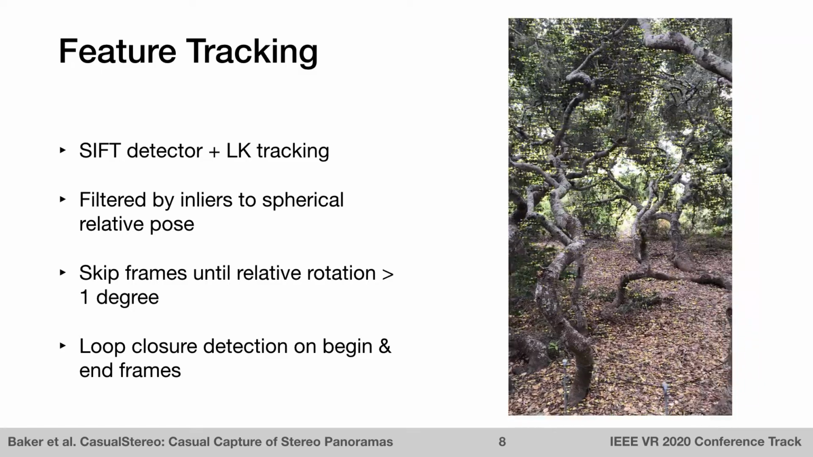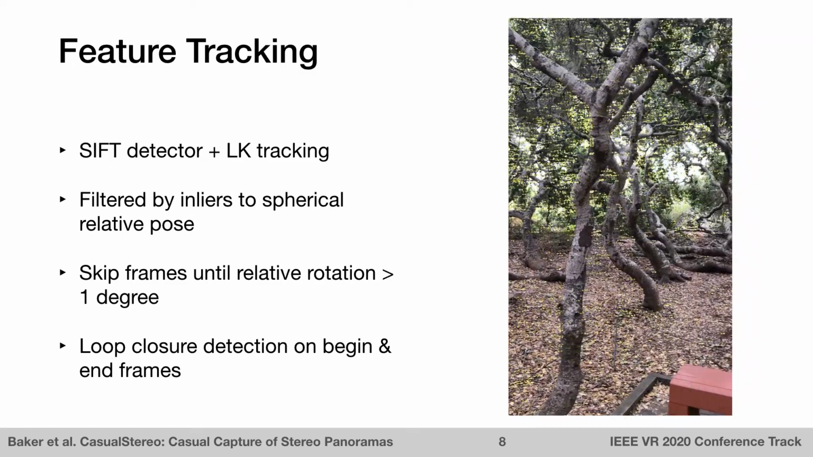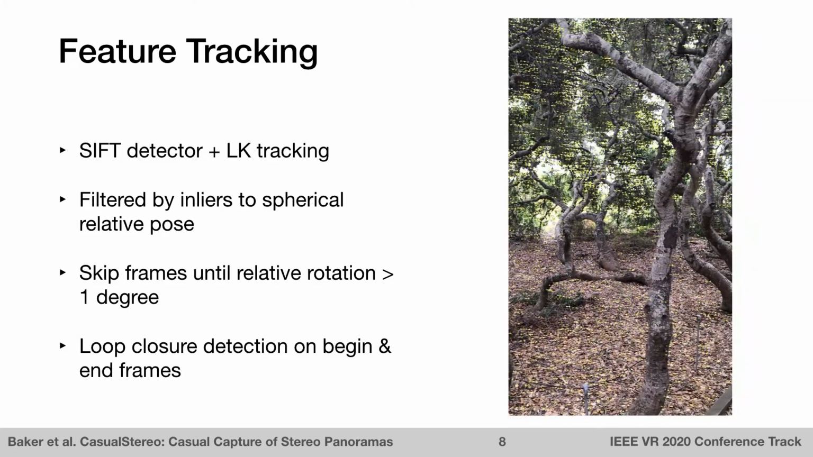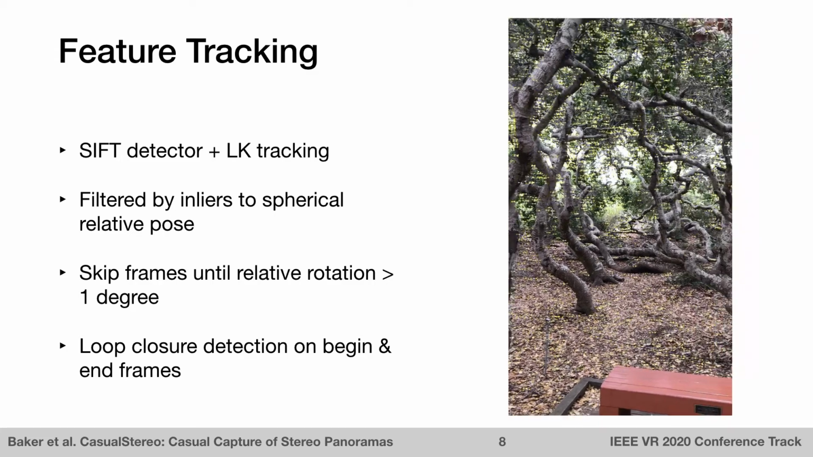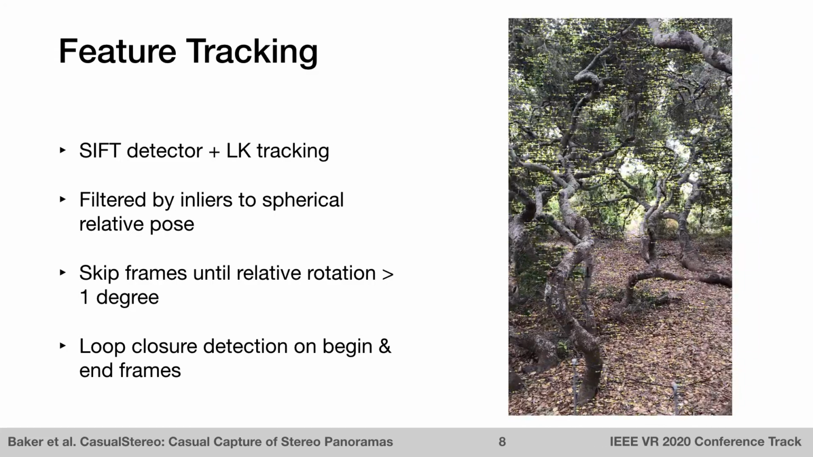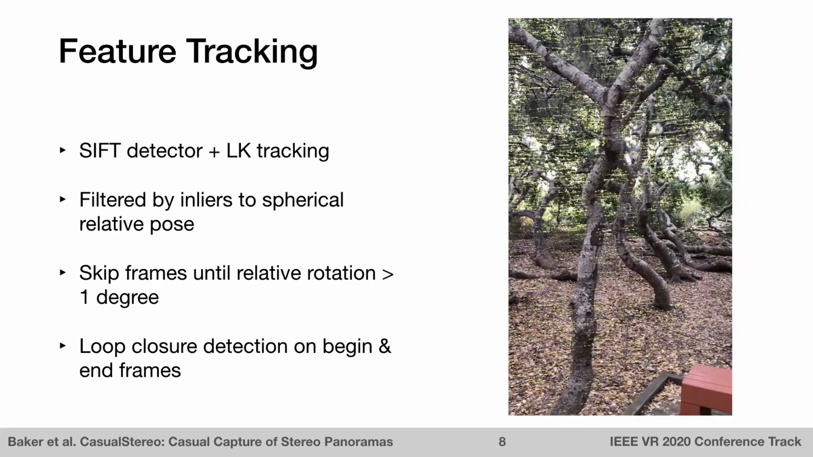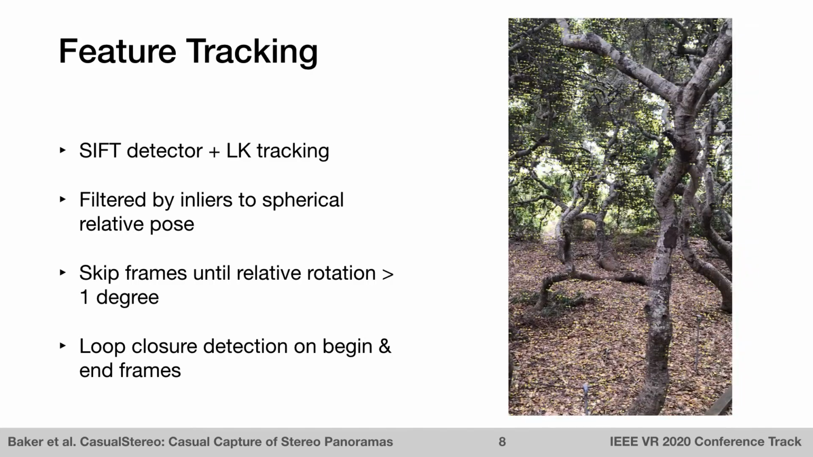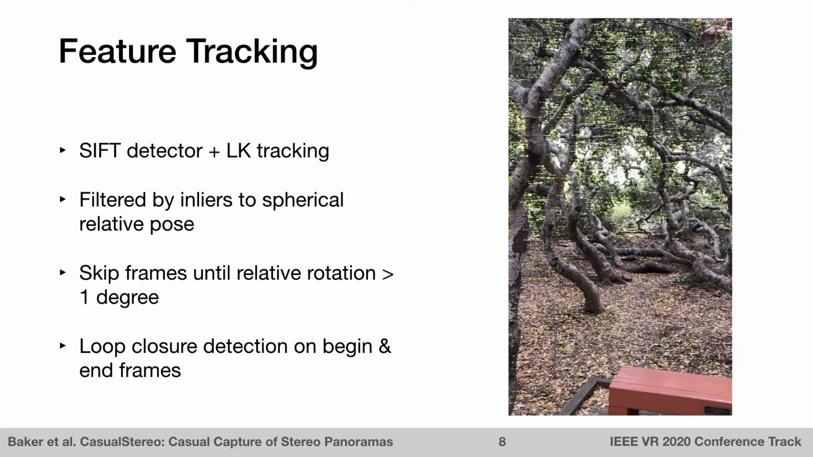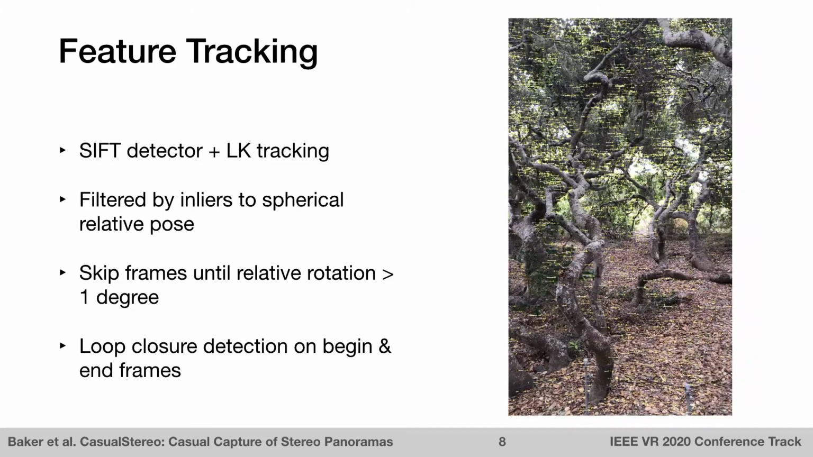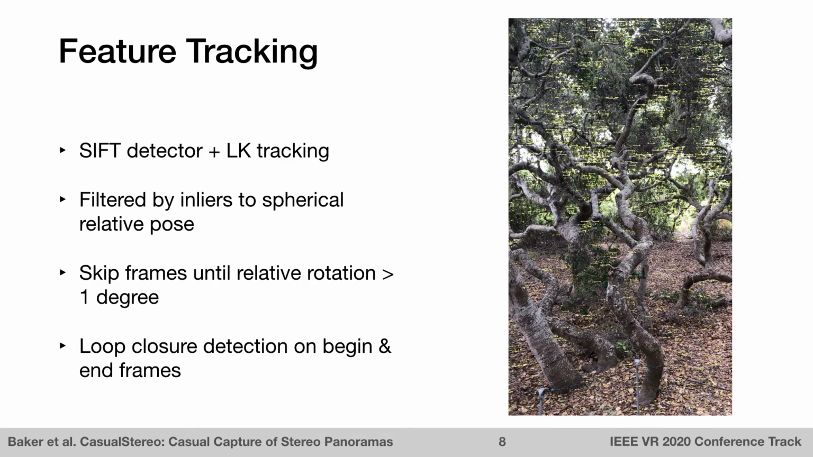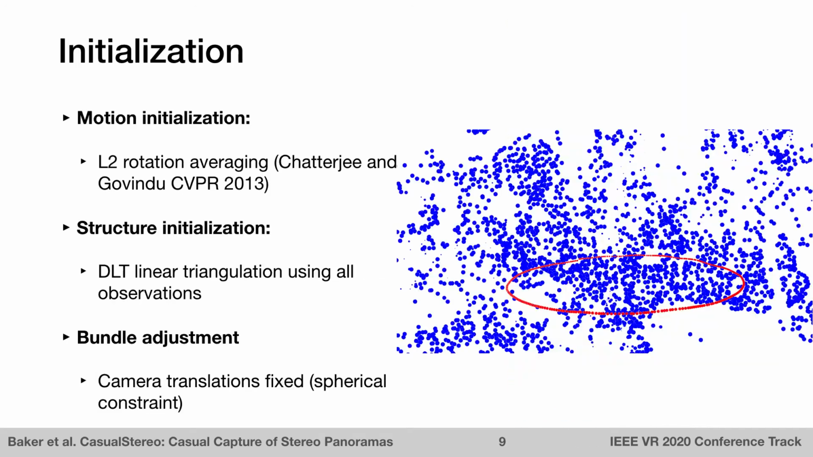We robustly compute the spherical relative pose on the feature tracks and only accept a keyframe if we estimate its relative rotation to be greater than 1 degree from the previous keyframe. This allows us to adaptively subsample the input video to make processing faster, something that would be difficult with general SFM techniques. Finally, we perform loop closure on the beginning and ending frames of the video using SIFT descriptor matching. Again, using the spherical relative pose.